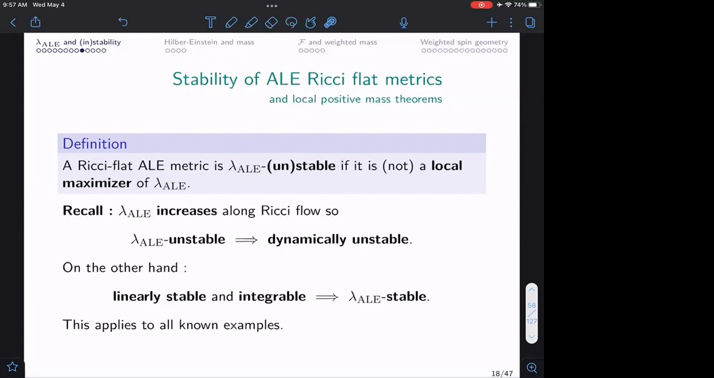Euclidean is also an example. Yeah, and Euclidean is stable in our case. Everything works on Euclidean space. I should have said it. And the Euclidean space is the only asymptotically Euclidean Ricci-flat metric. So this time there is only one minimizer.